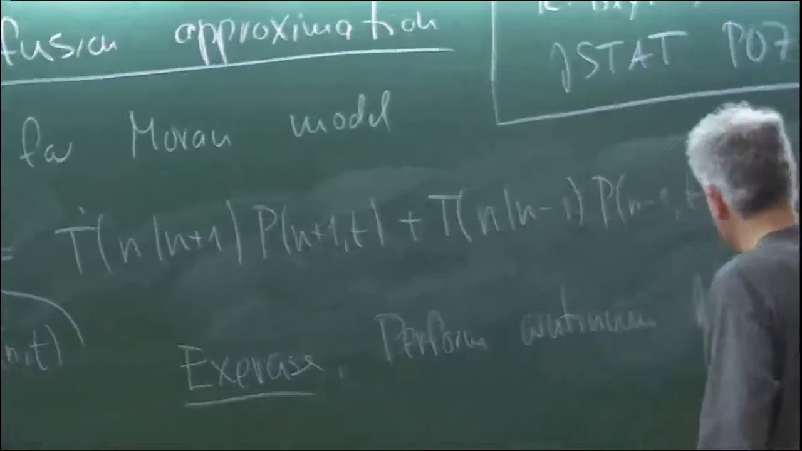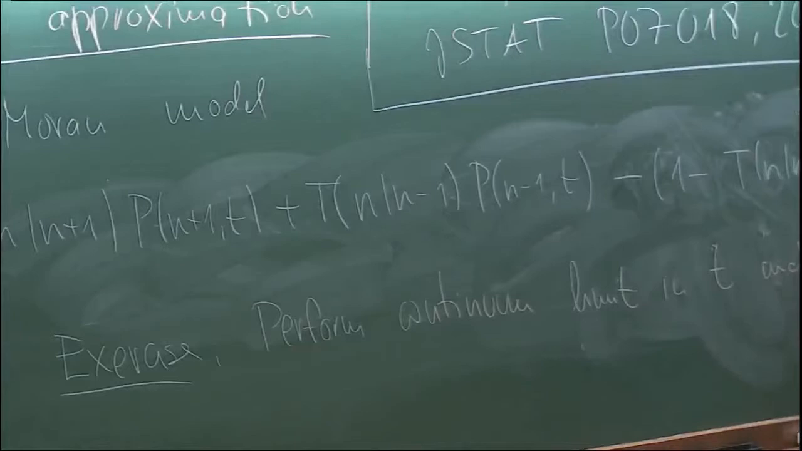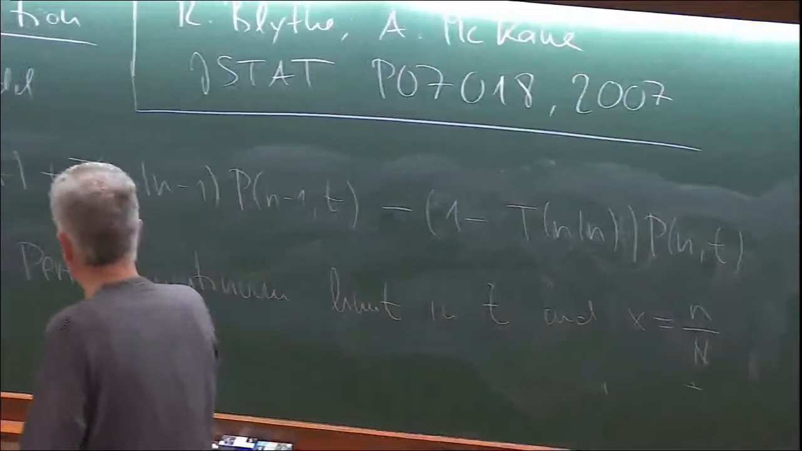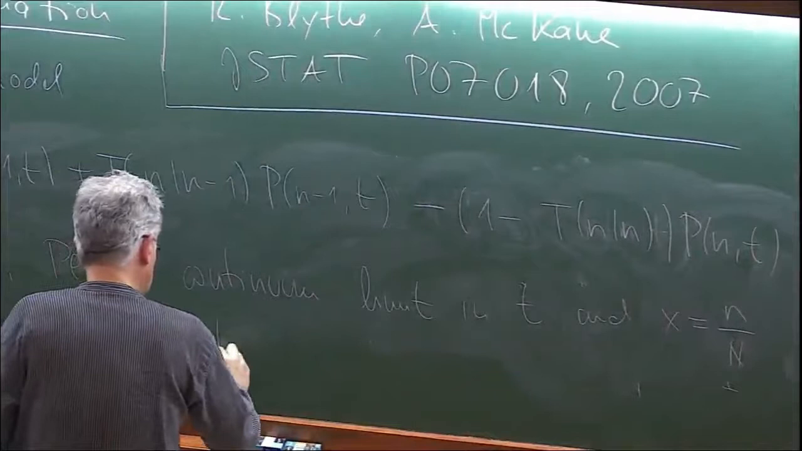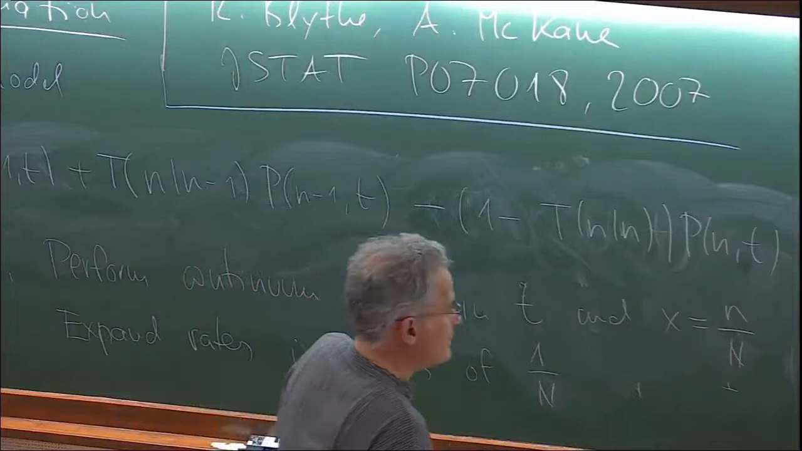So in t, you don't really do much. You just replace this difference by a derivative in x. And so what this means is that you basically have to expand in powers of 1 over N. So you expand the rates on the right-hand side in powers of 1 over n. And it's easiest to do this first, maybe only in the neutral case.